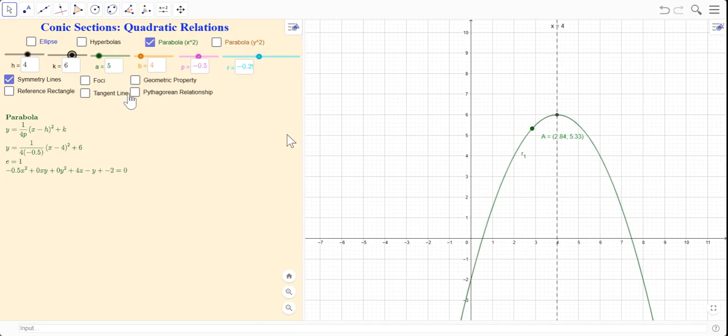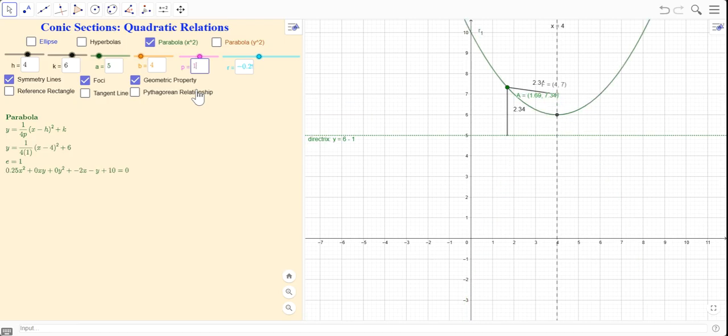We'll actually talk about what that geometric property is. The geometric property is that you have a point and a line. Let's go to 1 here. Let's see. Yeah, let's do that. And so we have a point here and a line.